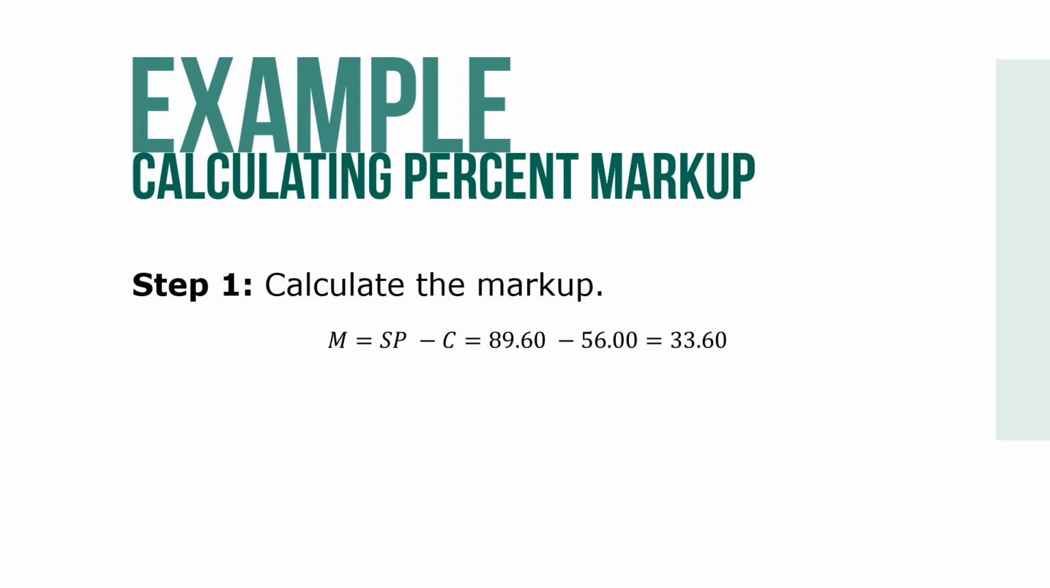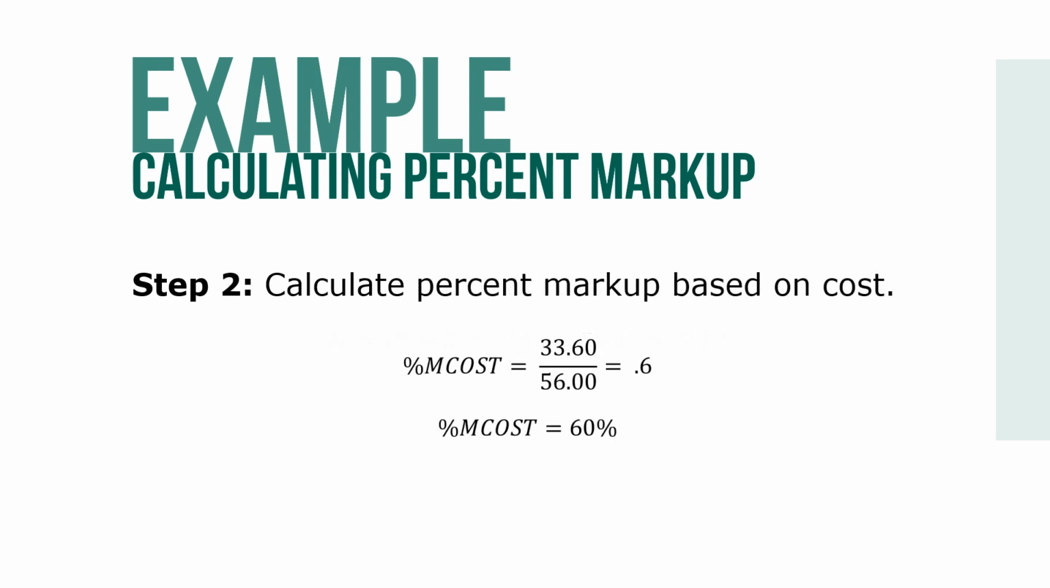Step 1. Calculate the markup. Markup equals selling price minus cost, or $89.60 minus $56 equals $33.60. Next, calculate the percent markup based on cost. So the percent markup based on cost equals the $33.60 divided by $56 to equal 0.6 or 60%.